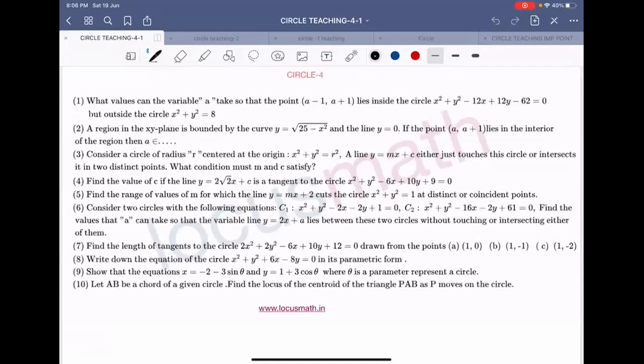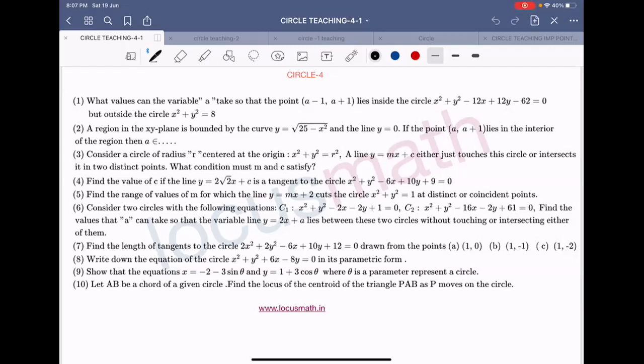Assignment circle 4. First question. Read the question carefully. What values can the parameter a take so that the point (a minus 1, a plus 1) lies inside the first circle but outside the second circle? That is the question. Inside the first circle, outside the second circle.